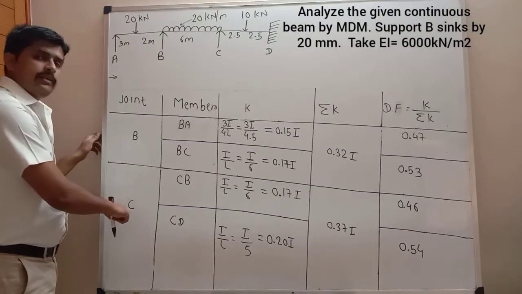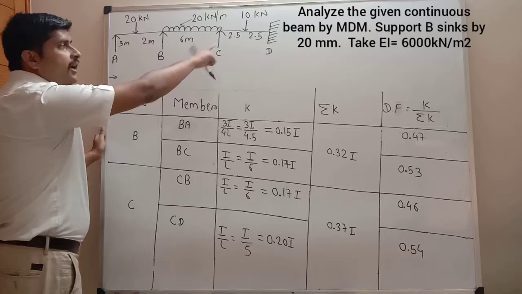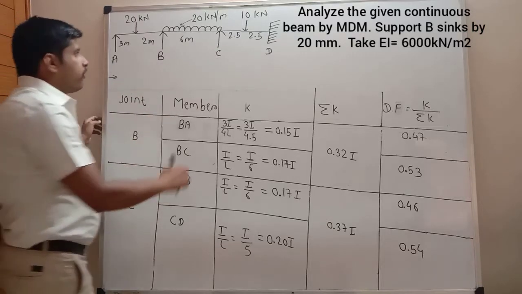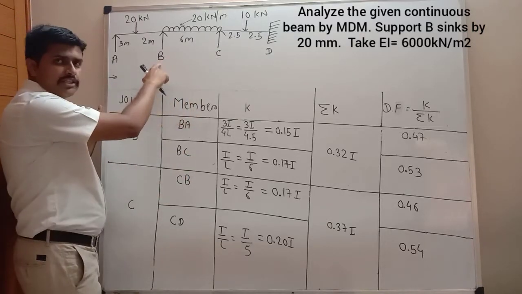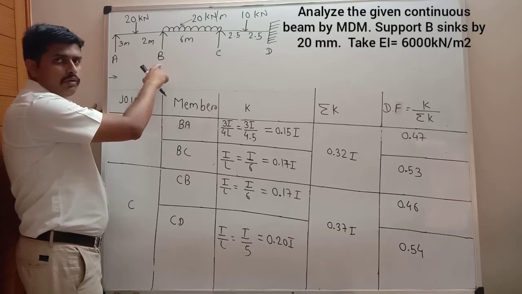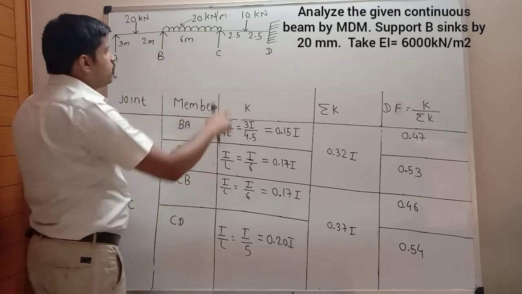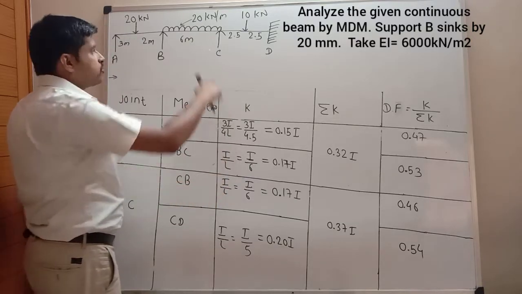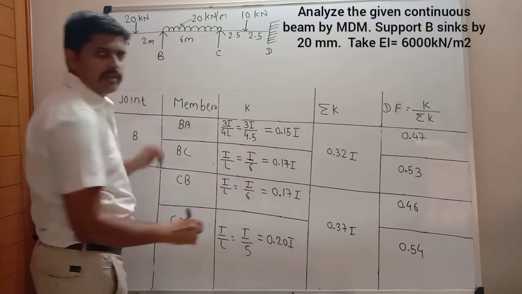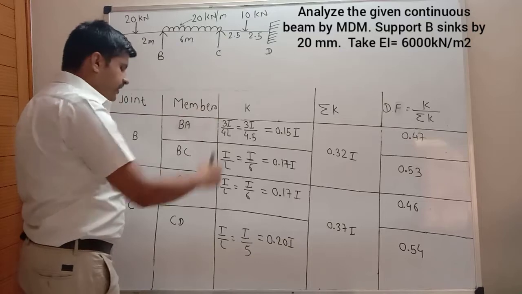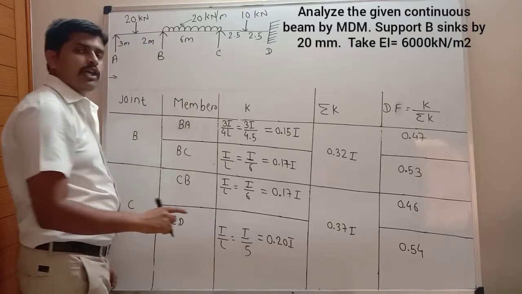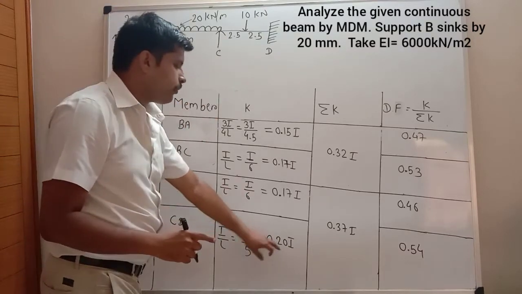For joint C, the members will be CB and CD. For CB, B is an intermediate joint, so it is a fixed joint as per our assumption. So it will become I upon L. So I by 6, it will become 0.17I. For CD, it will become I by 5, that is 0.20.